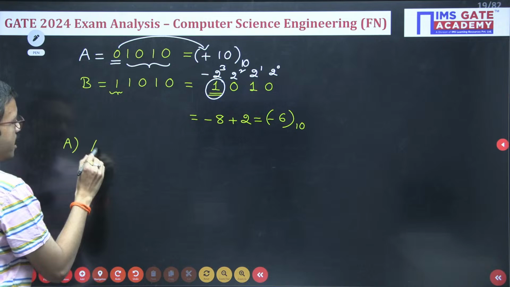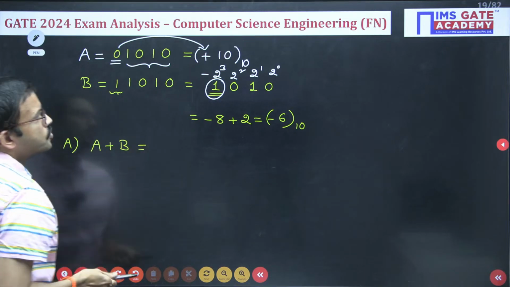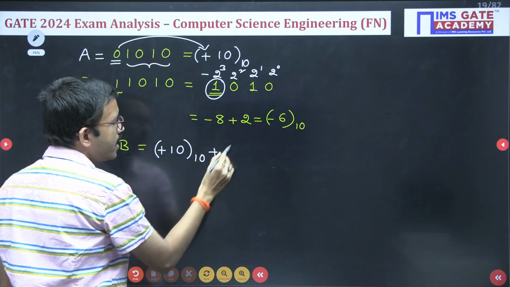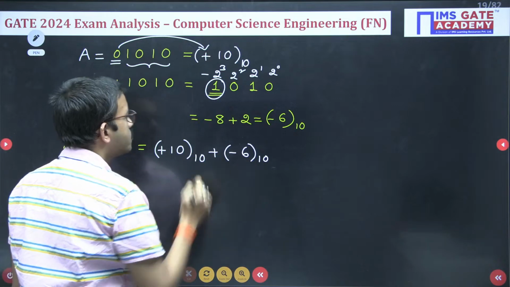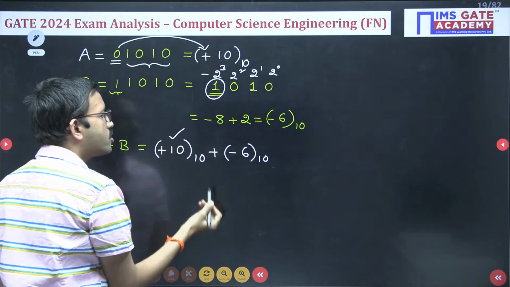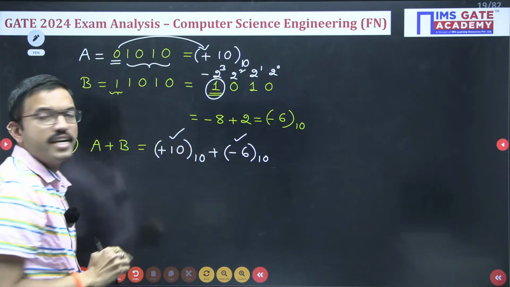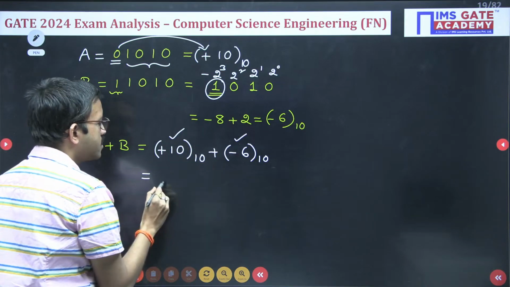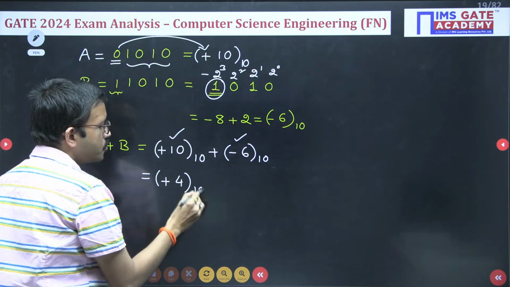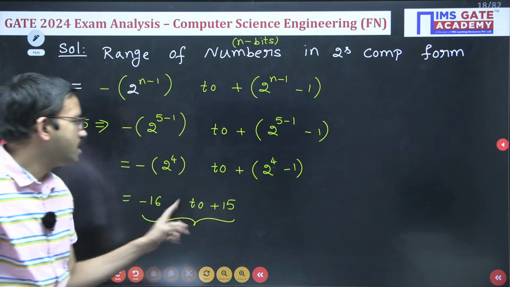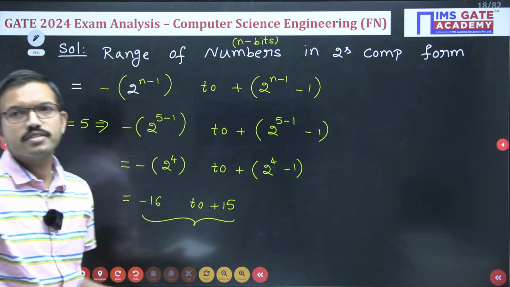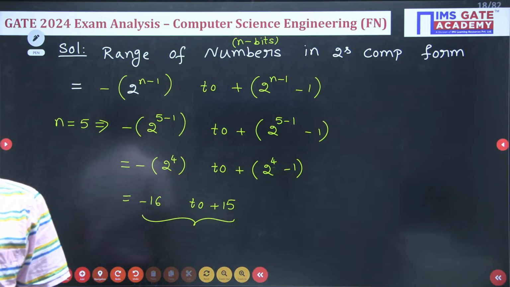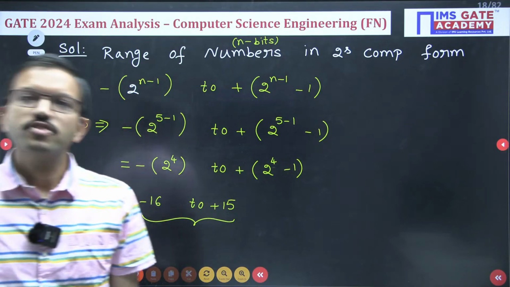Option A is A plus B. The A value is plus 10 and the B value is minus 6. Here you have a positive number and a negative number, and we are performing addition, which means actually we are performing subtraction. So plus 10 plus minus 6 is nothing but plus 4. If you observe this range, plus 4 is within this range, right?